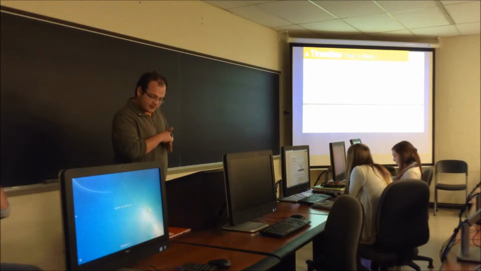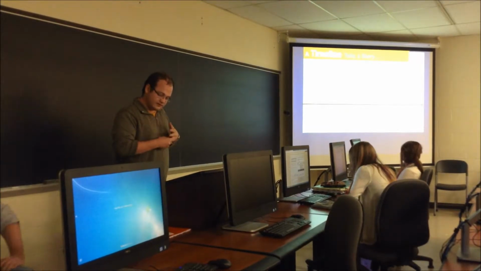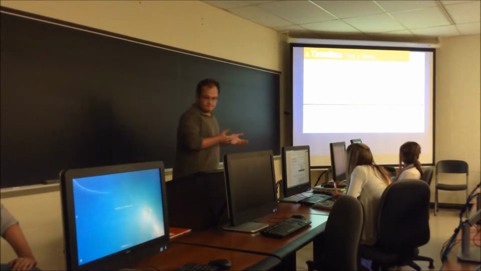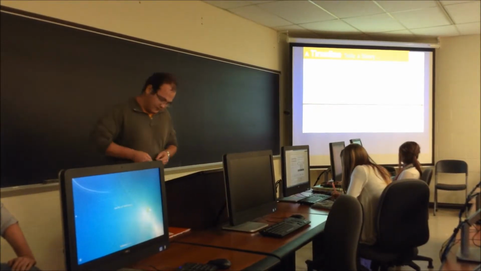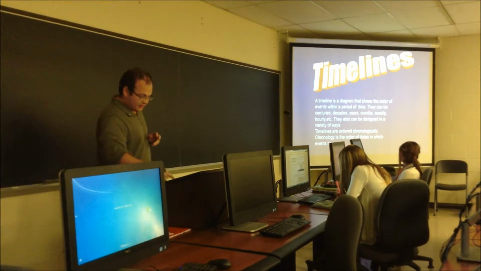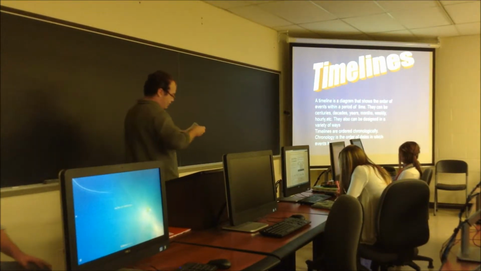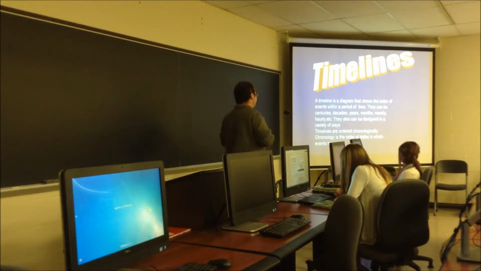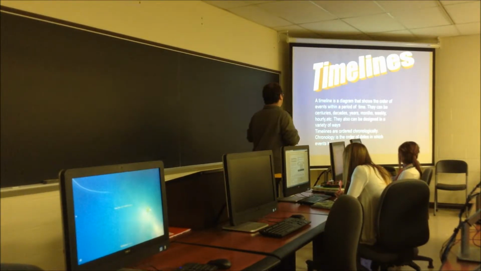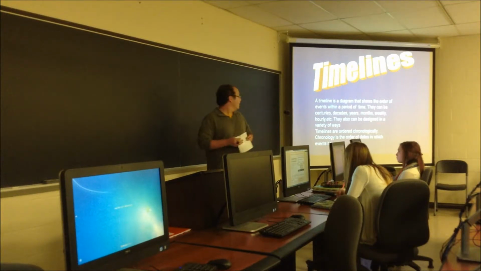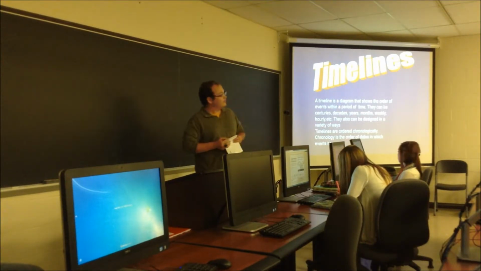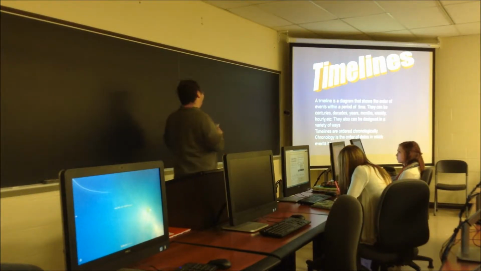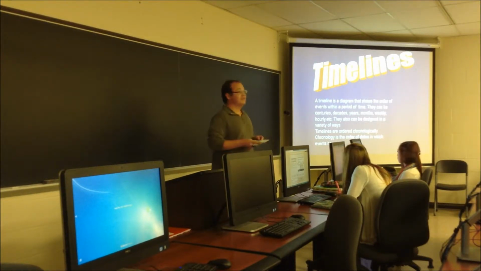They can show the growth of a civilization throughout time, the progression of technology, and then a specific date that something occurred. A timeline is a diagram that shows the order of events written in a period of time. These periods of time can be anything. They can be centuries, decades, years, months, weekly, hourly, etc. They also can be designed in a variety of ways. Timelines are ordered chronologically. Chronology is the order of dates in which these events happen.